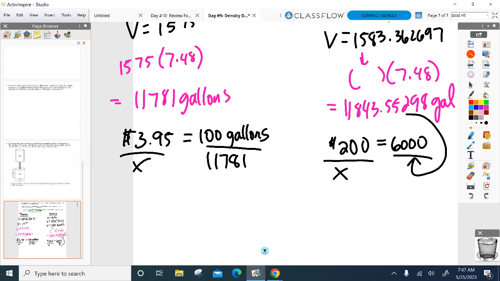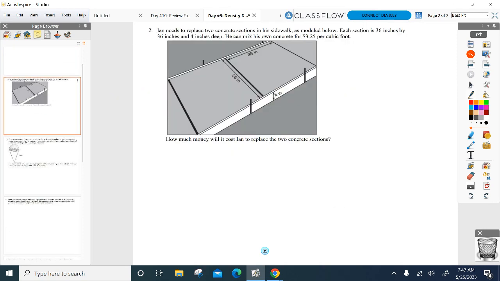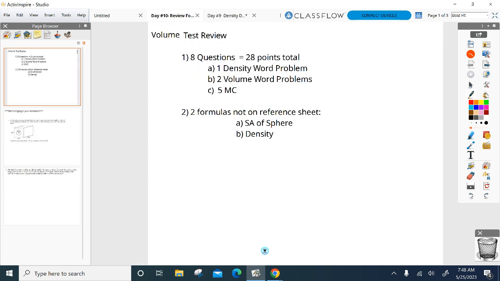Here's a volume question that we did yesterday in class with the concrete. Has nothing to do with density. All right, so there'll be 2 of those on there tomorrow and 1 density word problem. Okay, that's what you can expect. Same level as what you guys did yesterday. Not going to water it down.